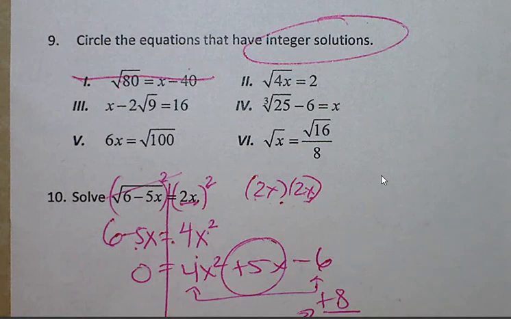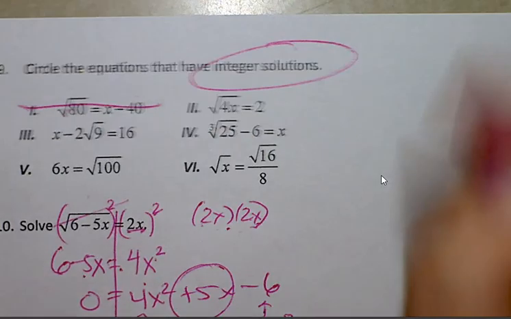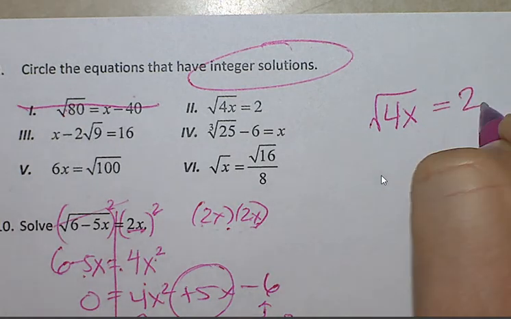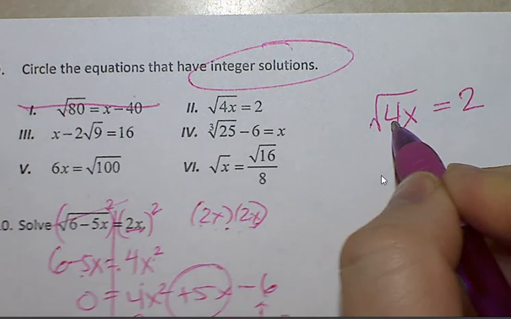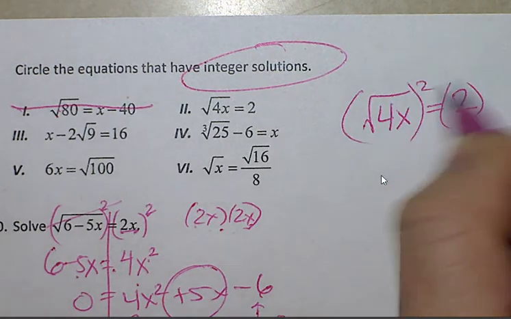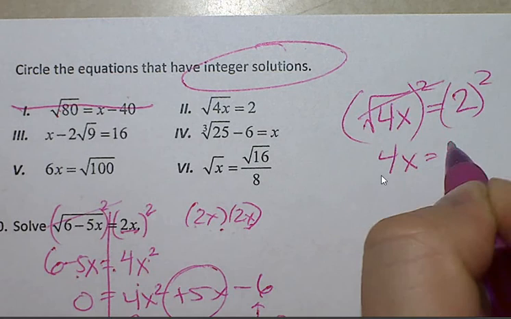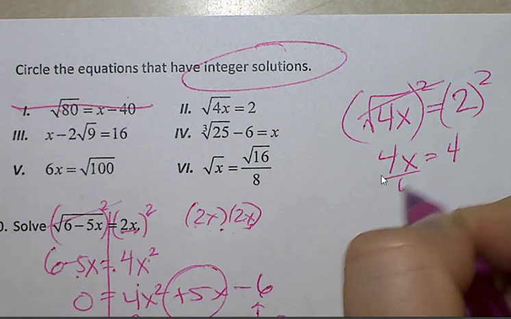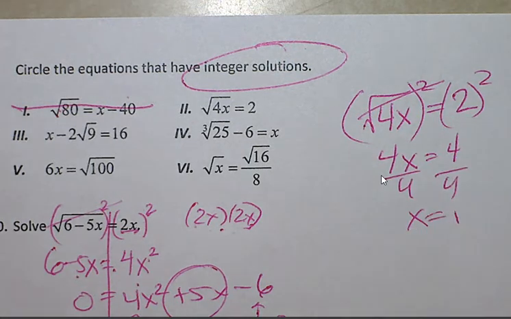I'm going to go on to Roman numeral number 2. I have radical 4x equals 2. Just like we did for the previous problem, how do we eliminate a radical? Square both sides. 4x equals 4. What's my next step? Divide by 4, we get an answer of 1. Is 1 an integer? Yes. Circle.